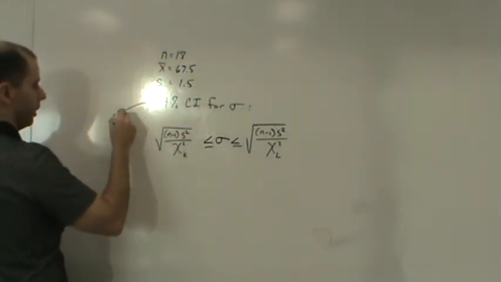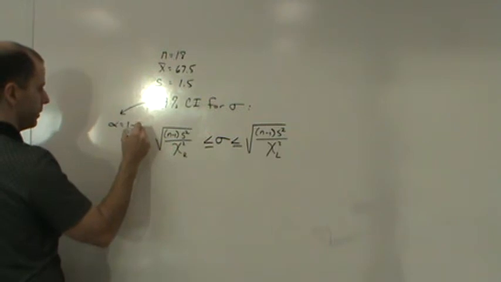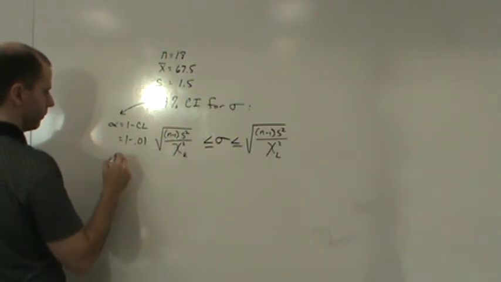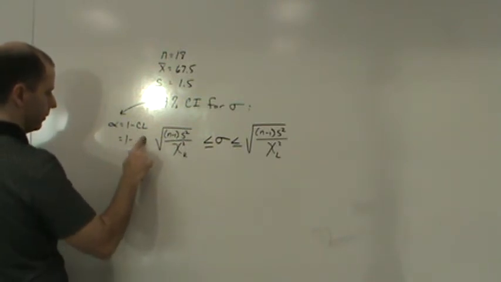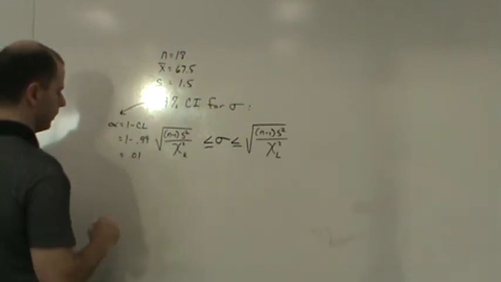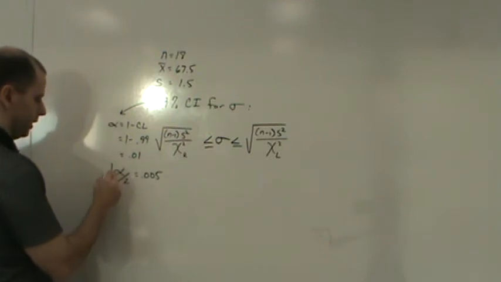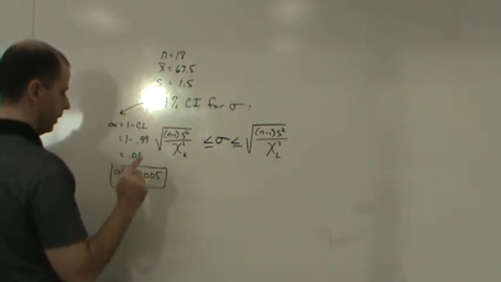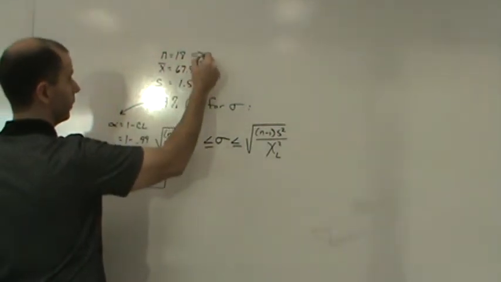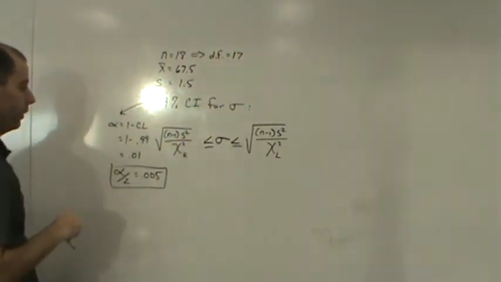So again, the confidence level tells us what alpha is. So alpha is equal to 1 minus the confidence level, right? Which is going to be equal to 1 minus 0.99, and so that's going to be equal to 0.01. And of course, alpha divided by 2 then is 0.005. And this is what we're going to use for our alpha because it's a two-tailed test. And our degrees of freedom is 17.